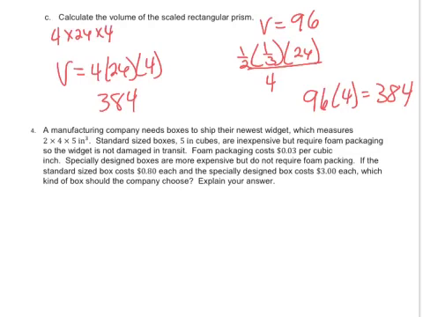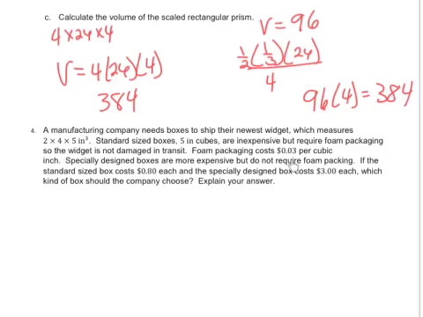Alright, we're going to finish up with this last problem. I'm going to set it up, we're going to calculate the volumes, and then you will do the cost analysis in the end. So we're all manufacturing engineers today. A manufacturing company needs boxes to ship their newest widget, which measures 2 by 4 by 5 cubic inches. And then standard size boxes are 5-inch cubes. That means they are 5 by 5 by 5 inches big. And they're inexpensive but require foam packaging so we don't damage this thing that we're making.